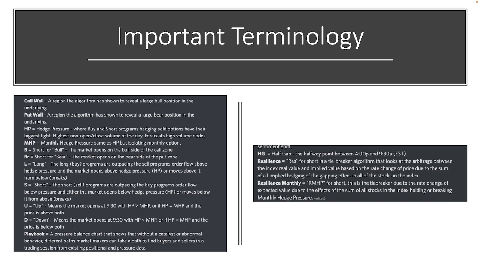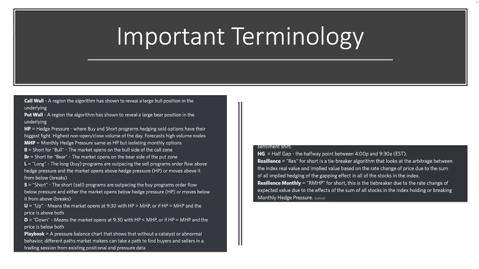So call walls and put walls are areas where there's large bull or bear positions accordingly, essentially where market makers have a good amount of gamma exposure where we may encounter resistance. And then there is hedge pressure, which is a level where based on where we open determines if we're gonna go long or short when we reach that level. And it's essentially where we can expect, based on weekly options expirations, market makers to really step in, inject a lot of volume, and push the market either up or down.